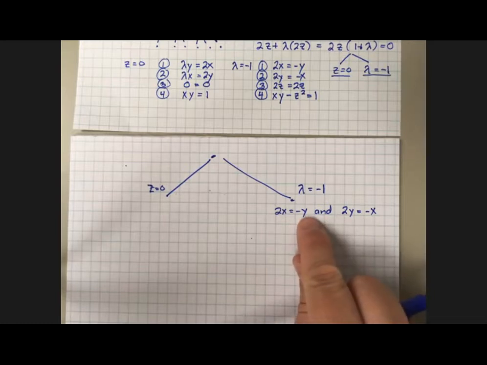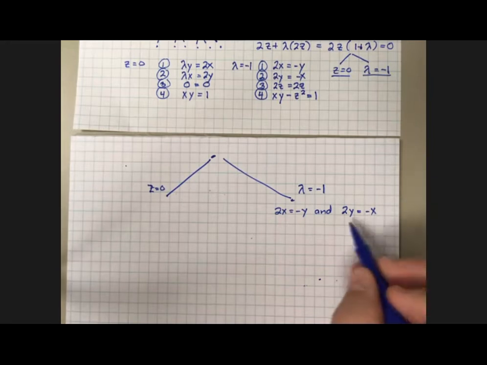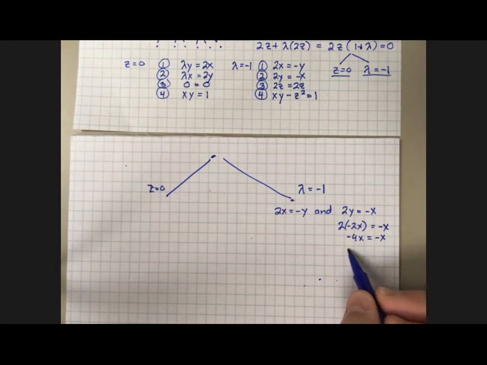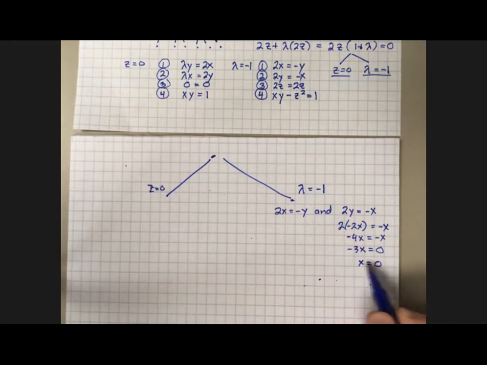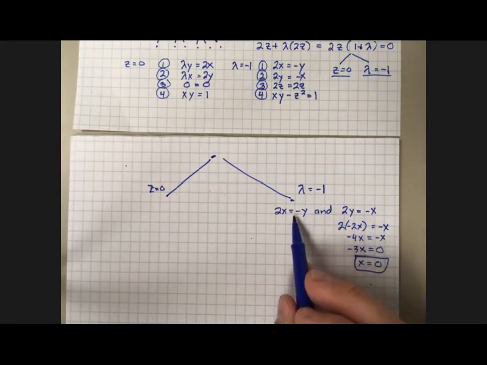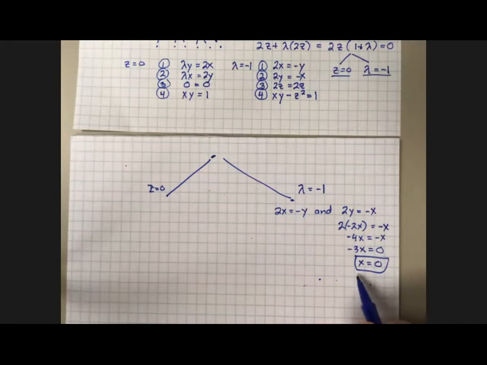I'll put in y equals negative 2x right here. And that gives me what result? Well, this looks fancy and scary, but it just says minus 4x is equal to minus x, minus 3x is equal to 0. I'm overworking this. X is 0. Now we got to finish this branch. If x is zero, apparently by these two equations, one and two, that means that y is zero.